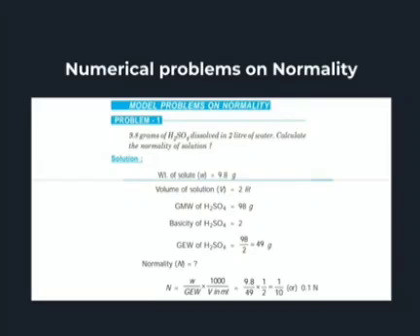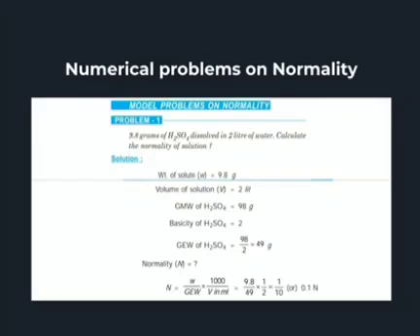Here the given data is: weight of the solute W is equal to 9.8 grams, volume of the solution capital V is equal to 2 liters, gram molecular weight of H2SO4 is equal to 98 grams. Here the basicity of H2SO4 is 2, so the gram equivalent weight of H2SO4 is equal to 98 by 2, that is equal to 49 grams.